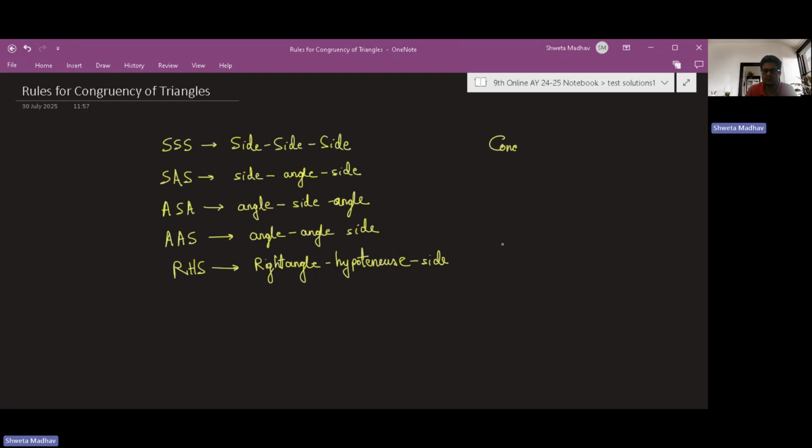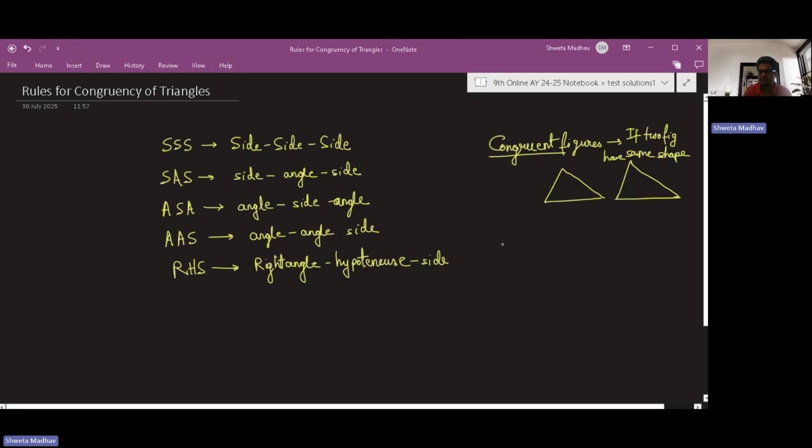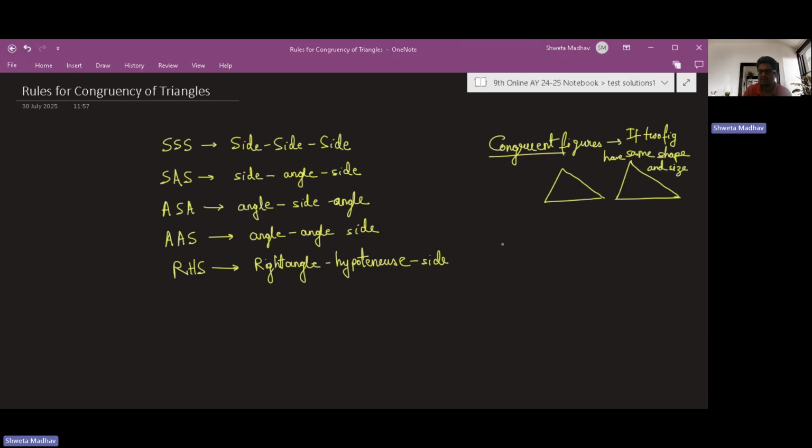So now, the word congruent means what? Congruent means that any two shapes can exactly overlap on each other. Suppose I take two triangles, and they have the same shape and the same size. So congruent figures means that if two figures have the same shape and the same size.